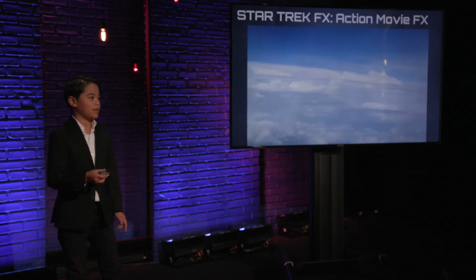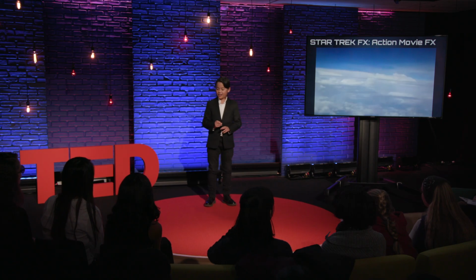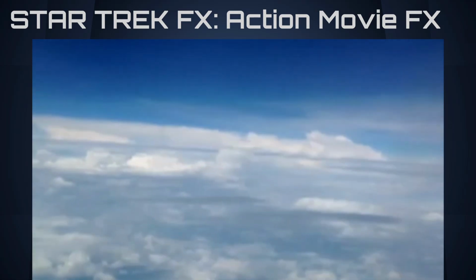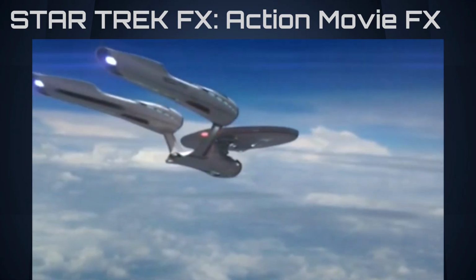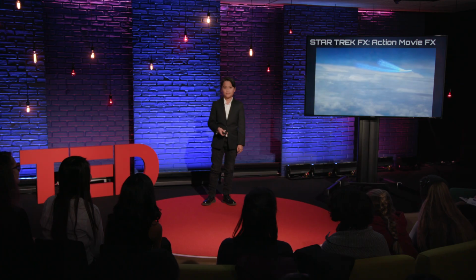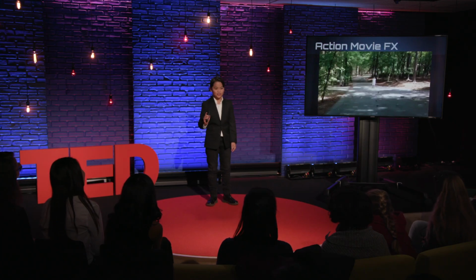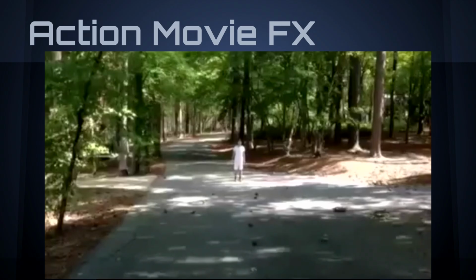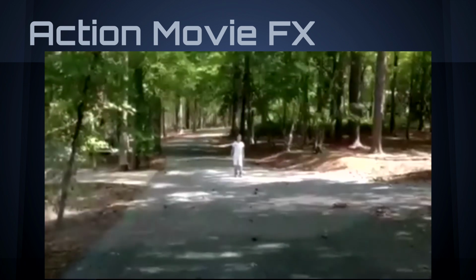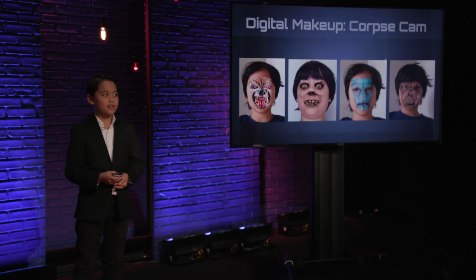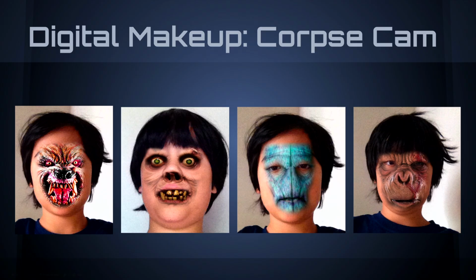Here's my Star Trek effects called the Enterprise. I used the Action Movie Effects app to create this. In case you're wondering where I got the cloud background, I filmed this on the plane to get the altitude effect. Here's my Action Movie Effects called the Crusher. The car and foot are both digital, and everything else is mechanical. Here's my digital makeup. I used the Corpse Cam app to do this. Starting on the left, we have a Wolfman, Frankenstein, water creature, and even an ape.